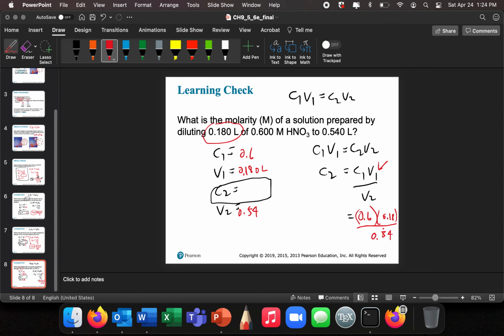18 goes into 54 3 times, so I'm going to say that's 1 over 3, and 0.6. It looks like it's going to be 0.2, and the concentrations were molar, liters, and liters. So liters will cross off, and I'm left with 0.2 molar, right? 0.6 over 3 is 0.2, and there is my answer.